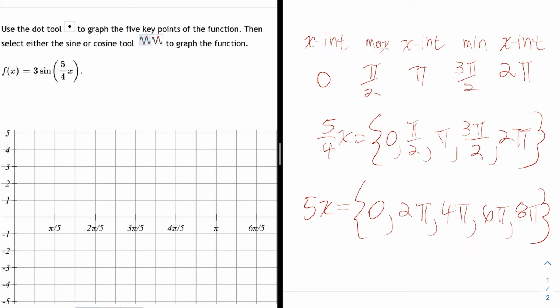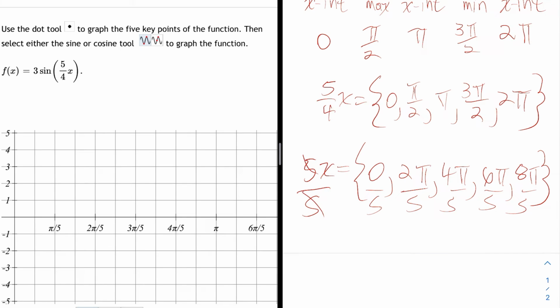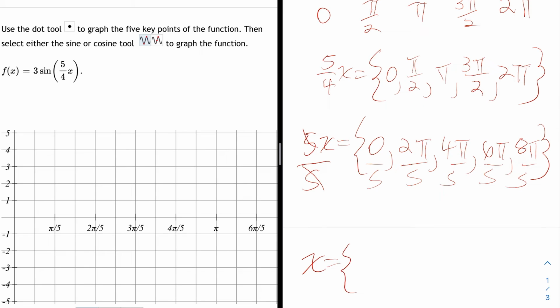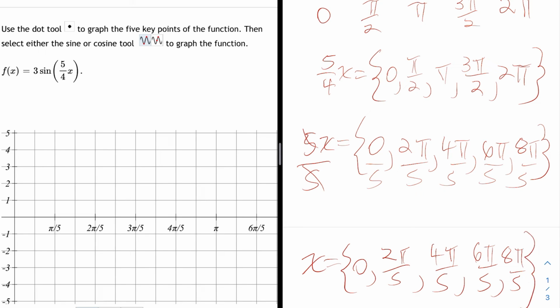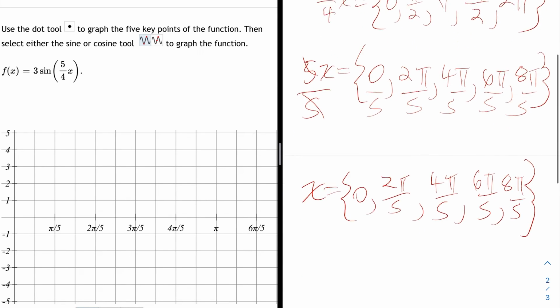Then I'm going to divide everything by 5. So division by 5 all around, and these cancel. And x then, for my key points, the x values are going to be, well, 0 divided by 5 is 0. Then I have 2 pi over 5, 4 pi over 5, 6 pi over 5, and 8 pi over 5. Those are the places where I have my key points.